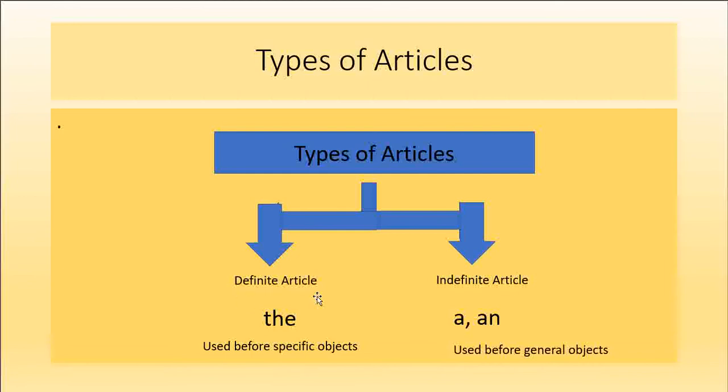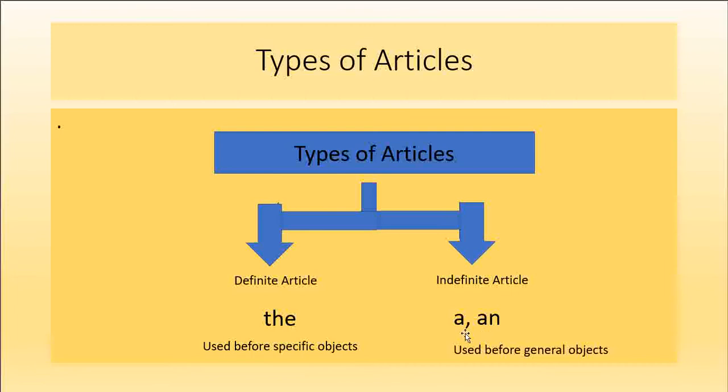When this word definite is used, remember we are talking about the. When indefinite is used, we are going to talk about a and an. A is used before nouns beginning with consonant sounds, and an is used before nouns beginning with vowel sounds. Now, I'm not talking about the letters, I'm talking about the sounds. If you get this idea clear, you will definitely not make any mistakes with the use of articles.